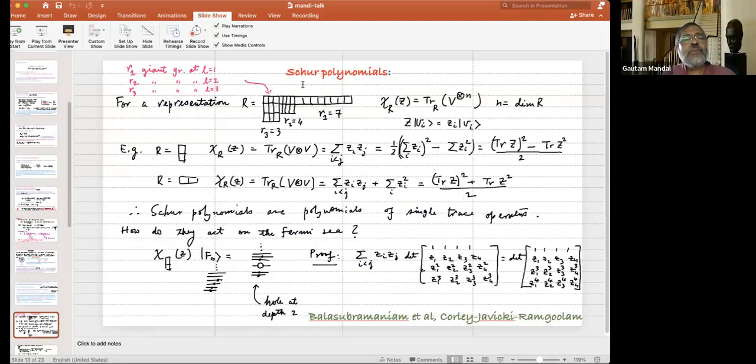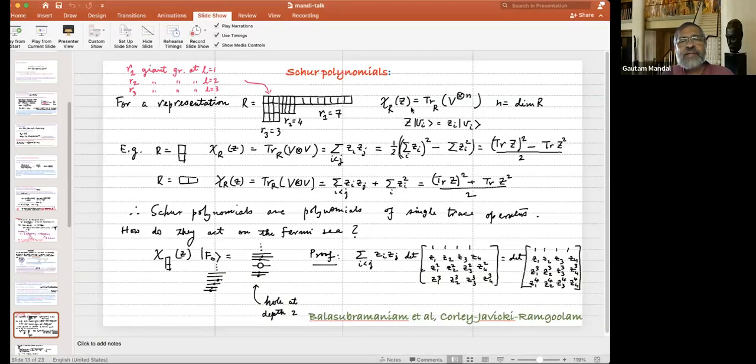So this is a beautiful paper by Vijay et al., followed by another beautiful paper by Kohli, Javicki and Ramgulam. Vijay's paper basically says that the Schur polynomials... okay, let me first say what a Schur polynomial is. A Schur polynomial depends on two things. One is an irreducible representation of the SU(N) group and the specific SU(N) matrix Z.